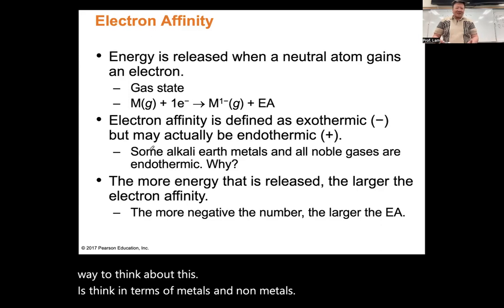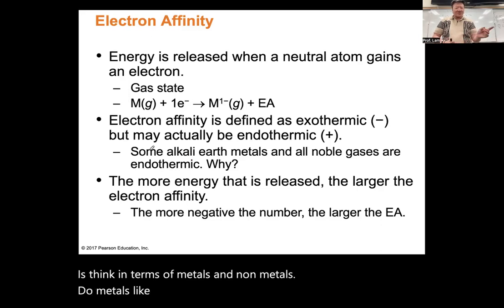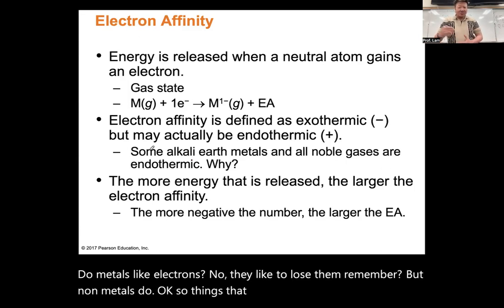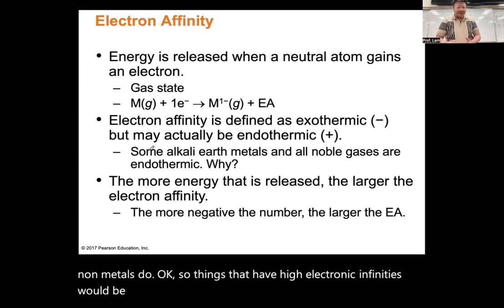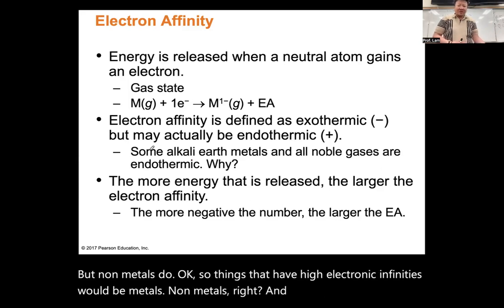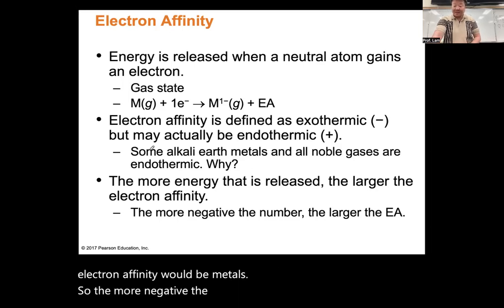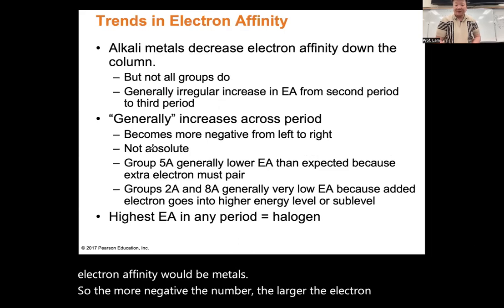So the easy way to think about this is think in terms of metals and non-metals. Do metals like electrons? No, they like to lose them, remember? But non-metals do, okay? So things that have high electron affinities would be non-metals, right? And things that are with low electron affinity would be metals. So the more negative the number, the larger the electron affinity, okay?